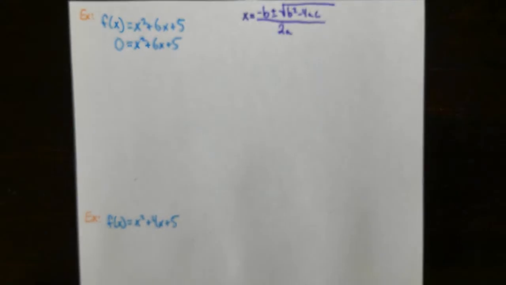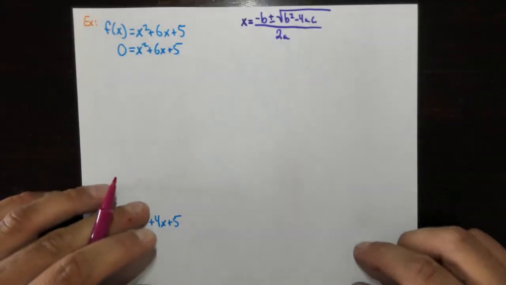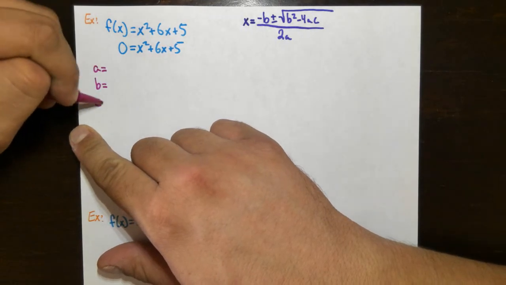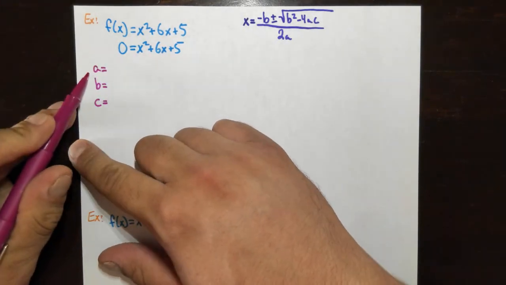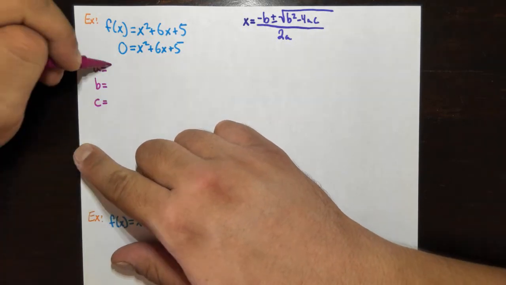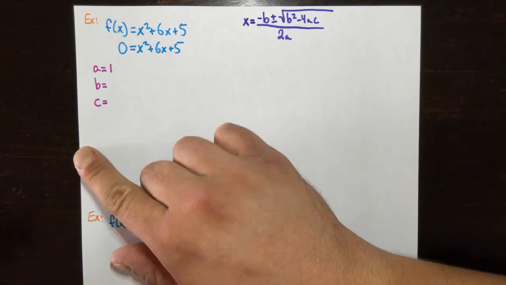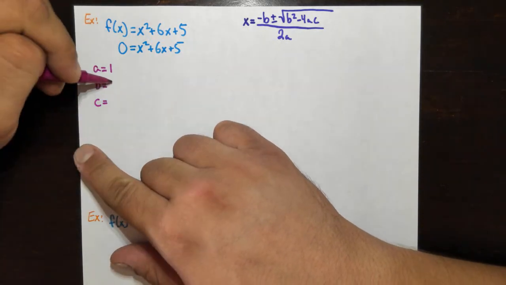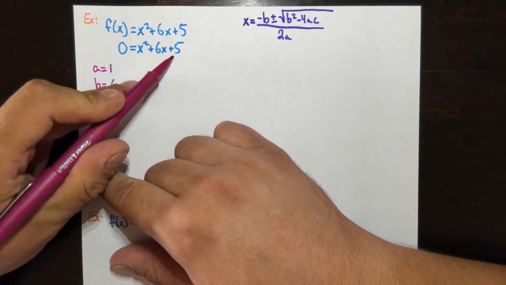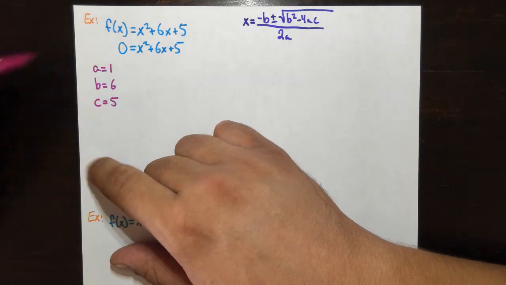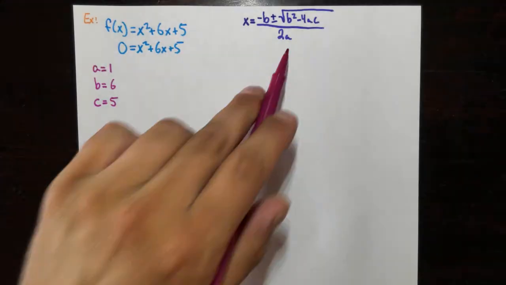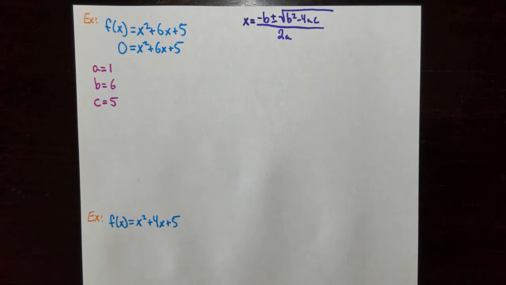Okay, so first what I like to do is define my variables. I like to define what my a value is, what my b value is, and what my c value is. So a is the coefficient of the x squared term, meaning in this case it's going to be 1. B is the coefficient of the x term, so in this case it's 6. And c is the constant, the term without a variable, so in this case it's 5. And now I'm going to plug it all into this quadratic formula and simplify it and see what my zeros are.